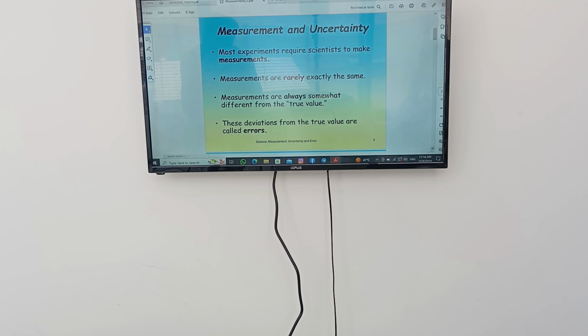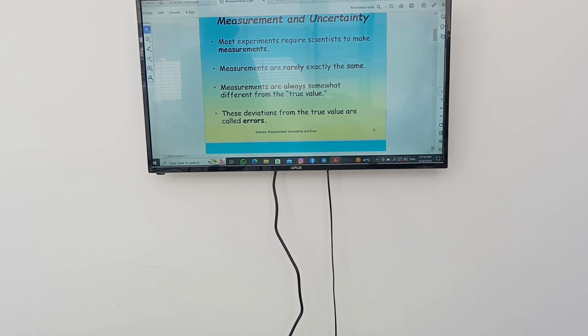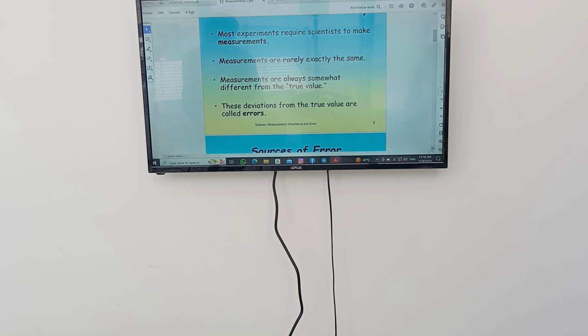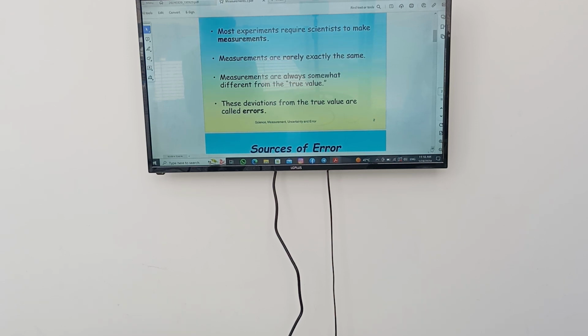Measurements are always somewhat different from the true value. We can't have all measurements true. Okay, sometimes there is some error in it. The deviations from true values are called errors. So when we have a measurement and we have a result, it can't always be 100% true. There can be some mistakes in it, and these mistakes we call errors.